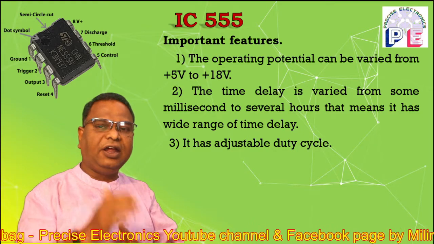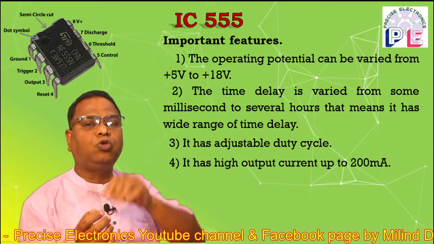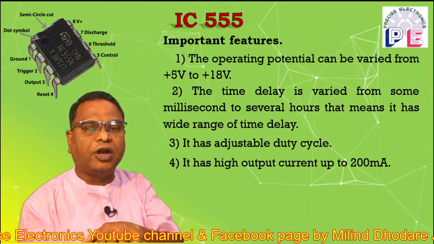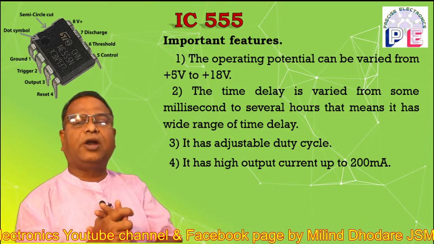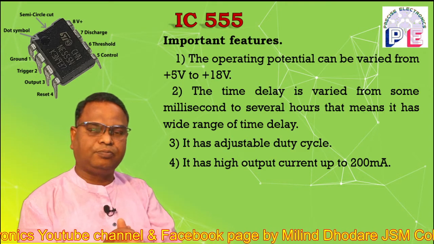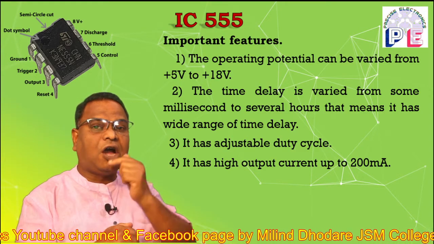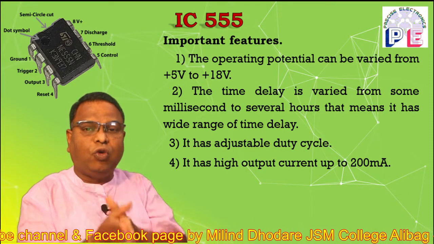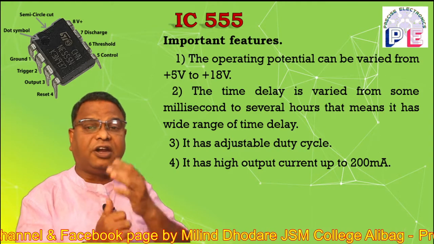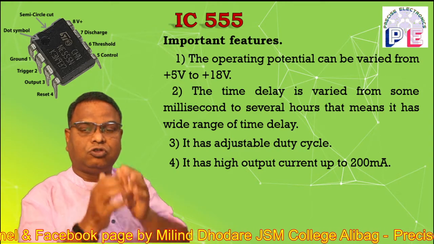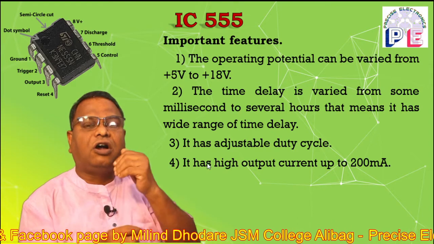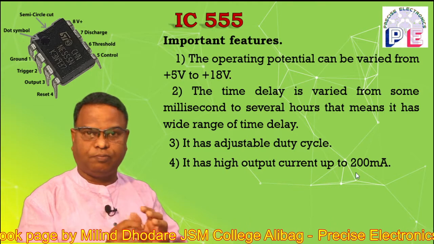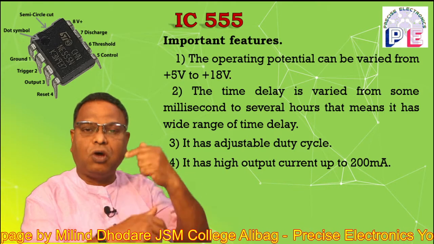That is our third point. The fourth point: it has a high output current up to 200 milliampere. Friends, 200 milliampere is basically a very low current, but we are considering the output of an IC, and in case of an IC, this 200 milliampere is sufficient current. This IC delivers current up to 200 milliampere, and that is considered high output current compared to other types of ICs.